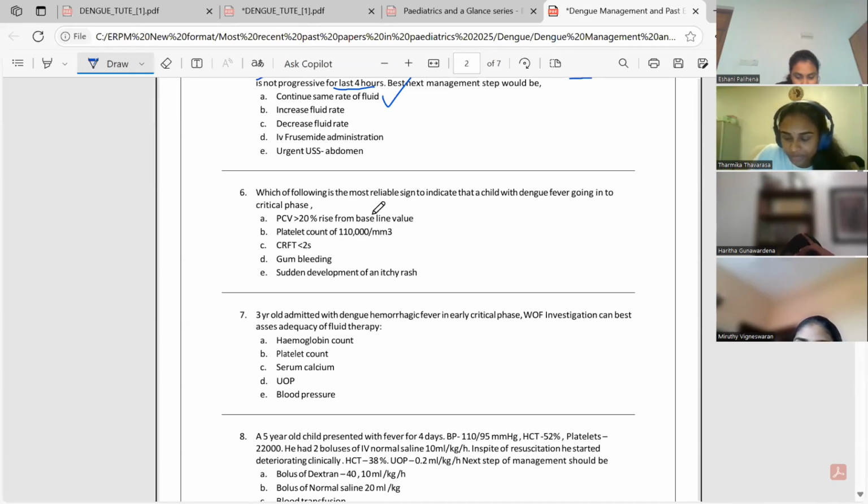What tells us that the child is going into the critical phase? PCV rise more than 20% from the baseline, isn't it? Yeah.